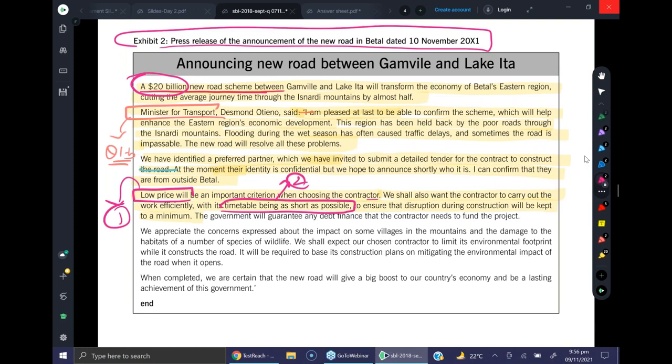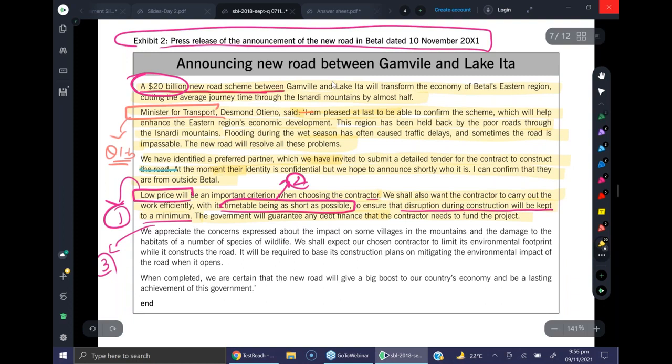And then the criteria is that the disruption during the construction will be kept to a minimum. So again, when you construct a road in mountains, the disruption to the environment, to the community, and to the natural habitat will be there. You can try to reduce it, but there will be disruptions, people and environment can get affected. So that is again something which will be challenging for us to keep up with. The government will guarantee debt finance that the contractor needs to fund the project.